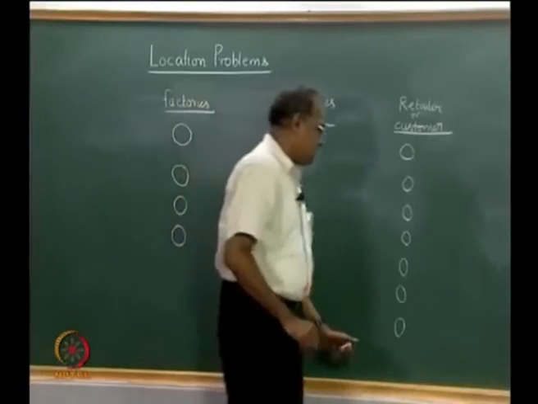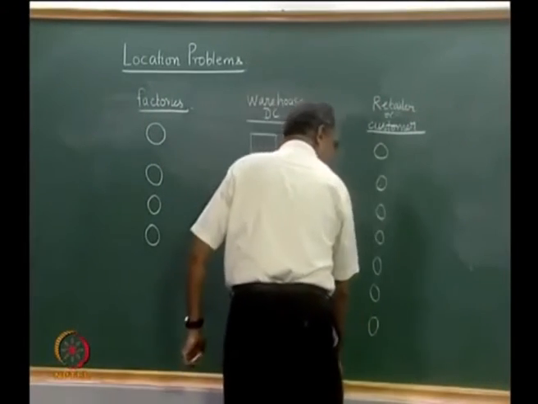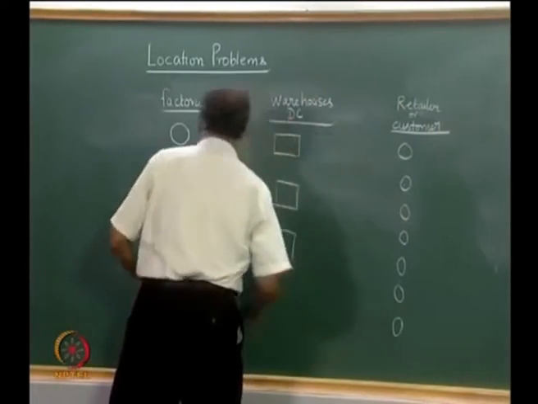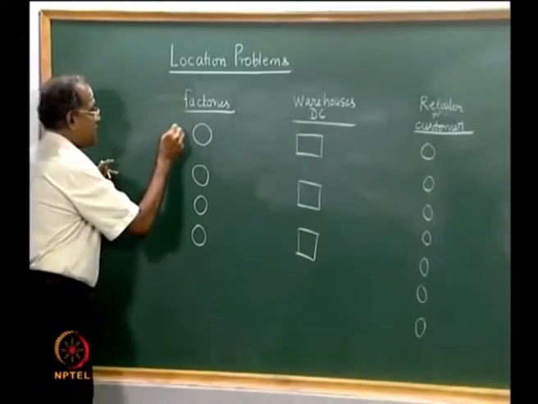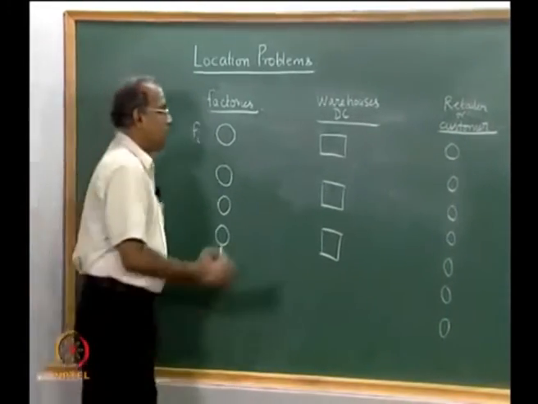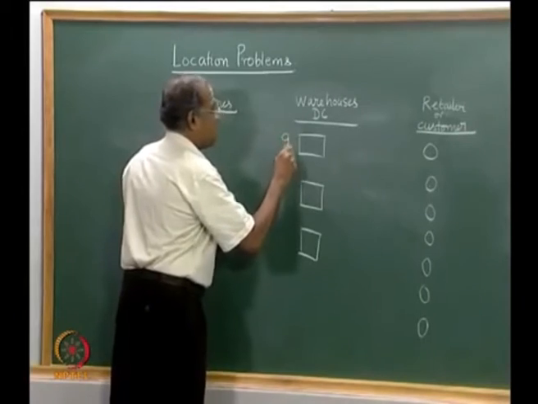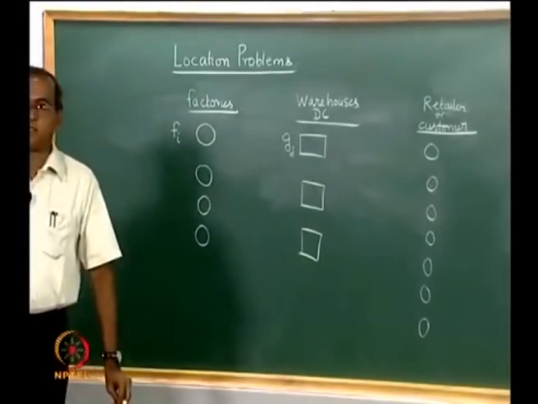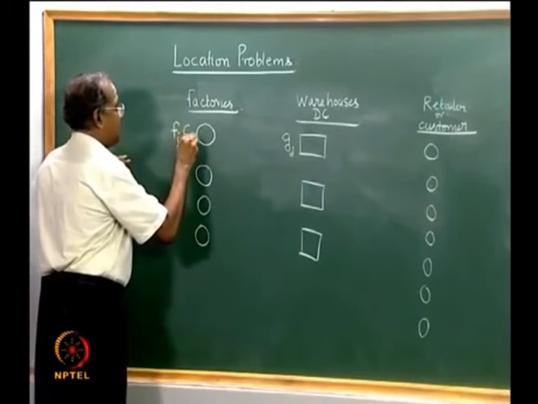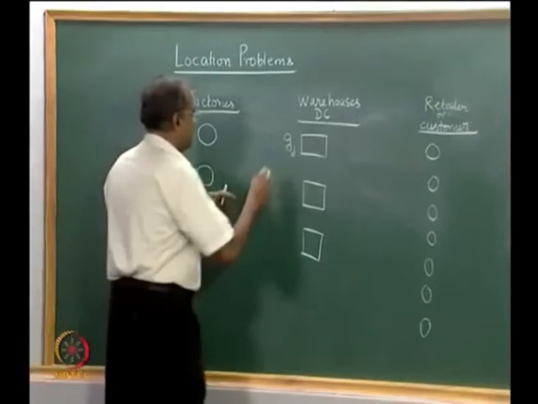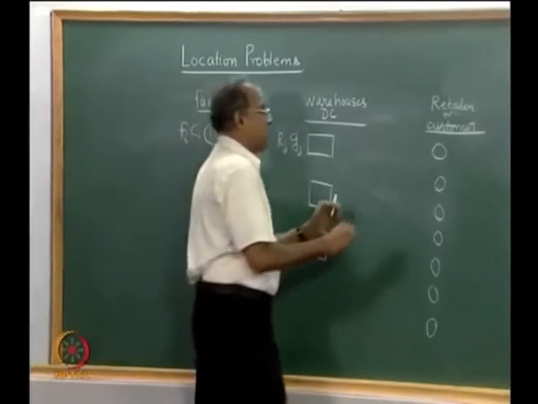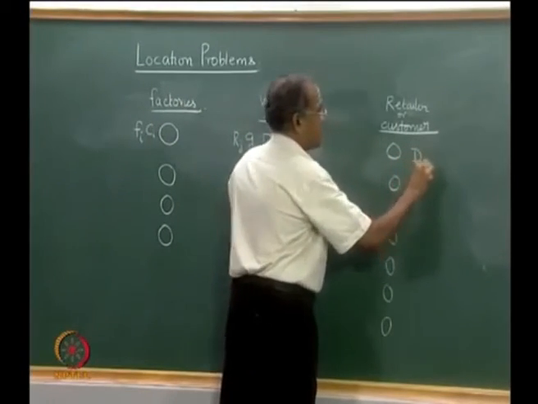So, we could say that there is a fixed cost Fi of locating a factory here, and a fixed cost of Gj of locating a warehouse in this place. Then there will be a capacity of Ci here and a capacity of some Rj here, and there will be a demand of Dk from customer k.